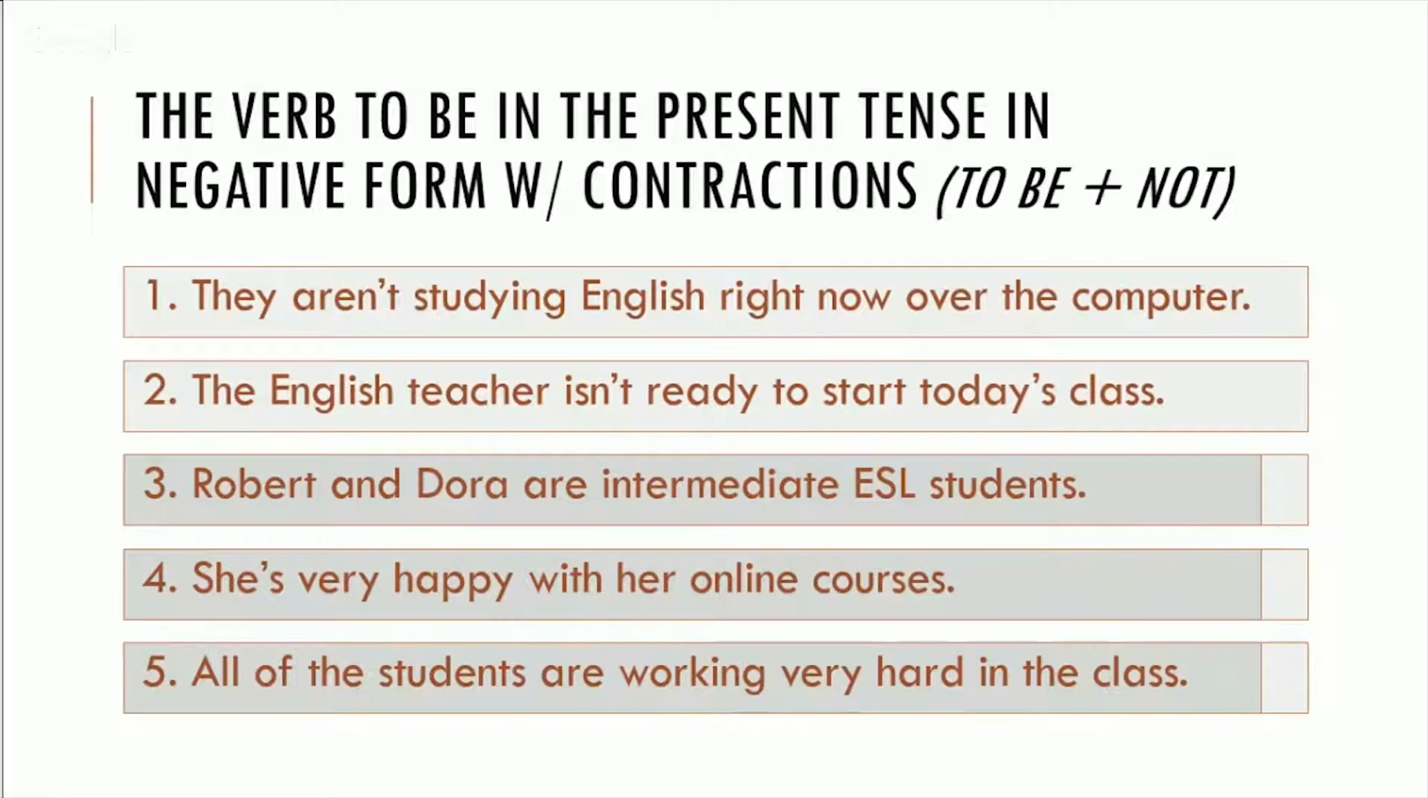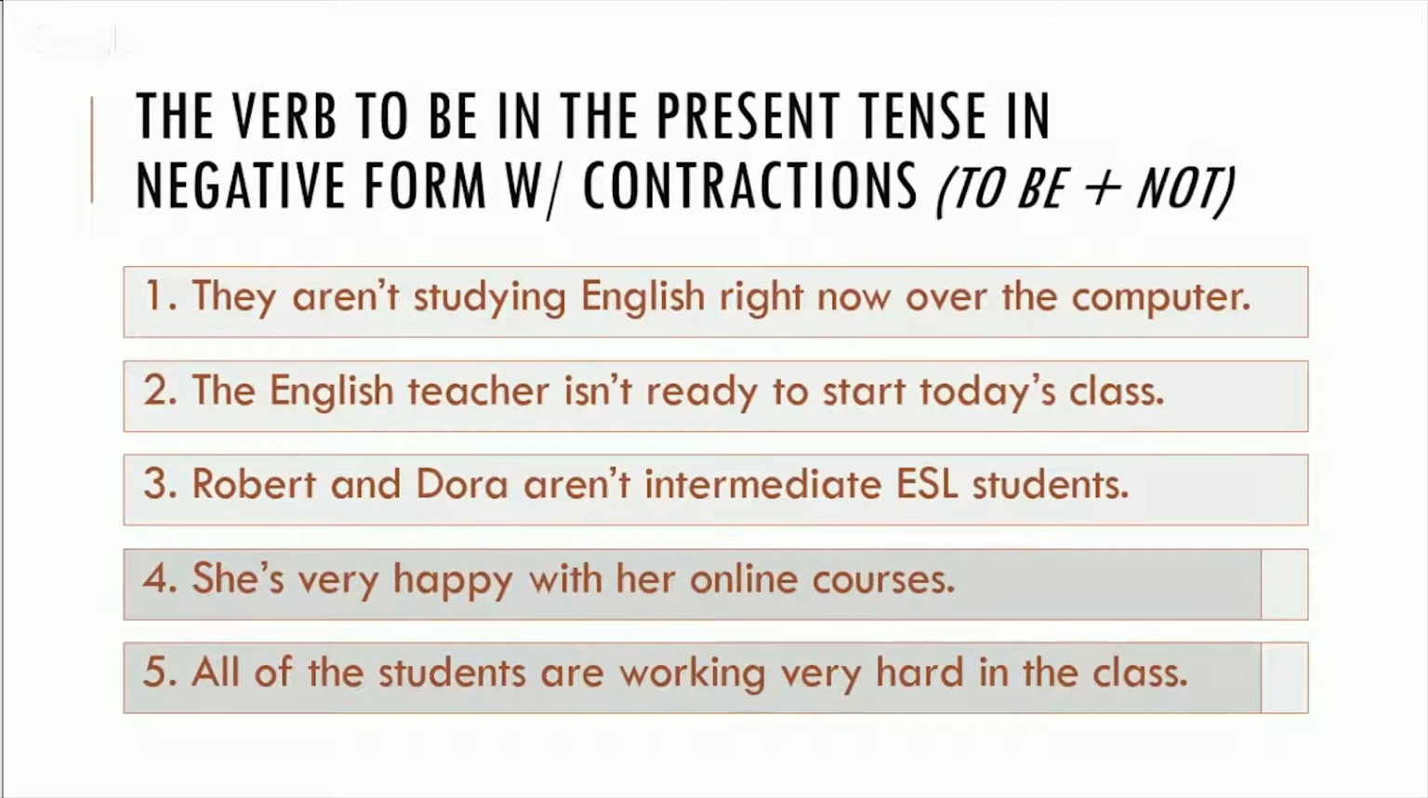And then I have another answer, and it says from Mariana, Robert and Dora aren't intermediate ESL students, and Katia agrees. Robert and Dora aren't intermediate ESL students. That is correct. We can move on to number 4.